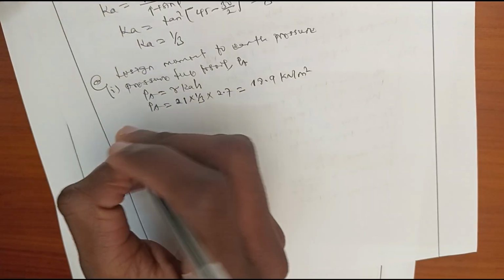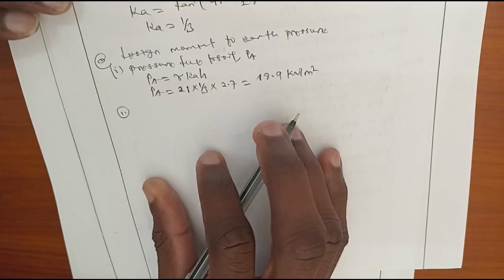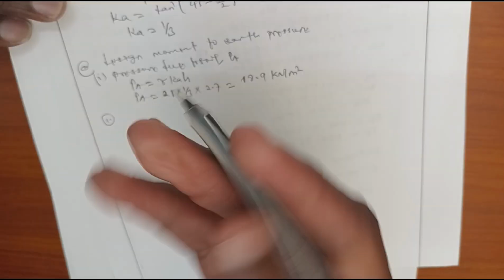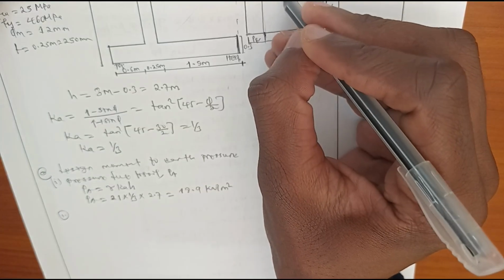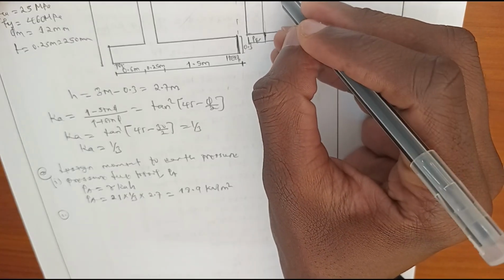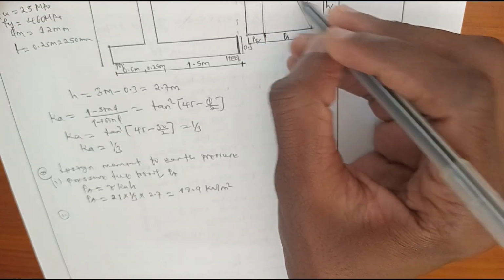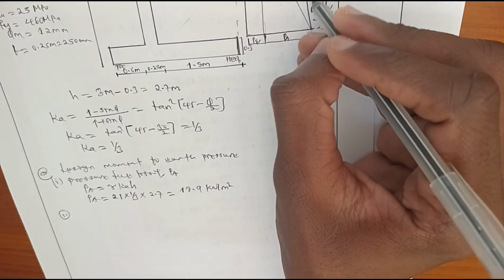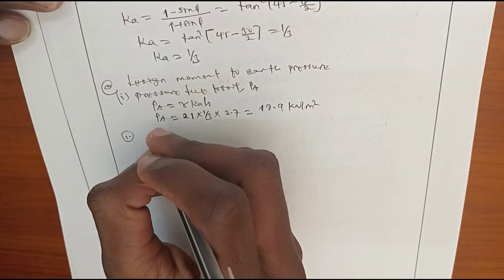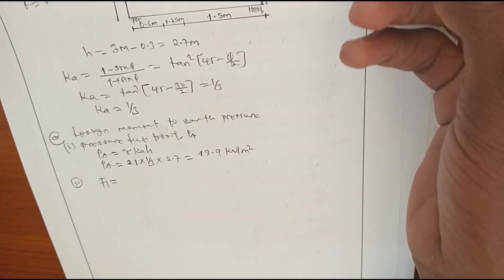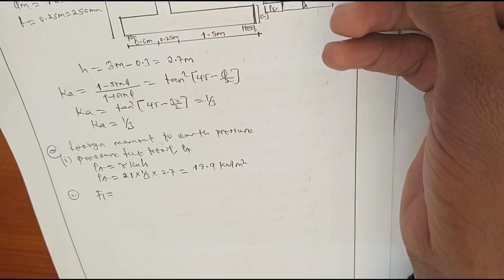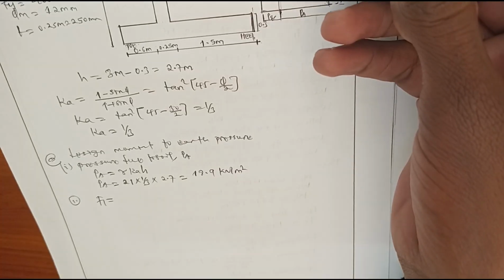The next step is to find horizontal force due to the soil. Because the pressure diagram due to the soil is this one, which is a triangle, its horizontal force due to the soil is force 1. So force 1 is obtained by considering the area of this pressure diagram. The pressure diagram due to the soil is triangular in nature.